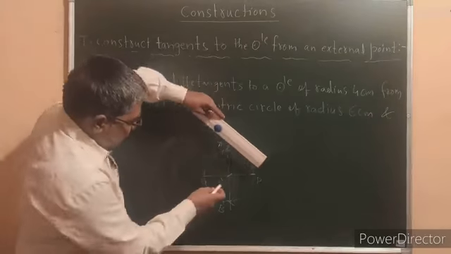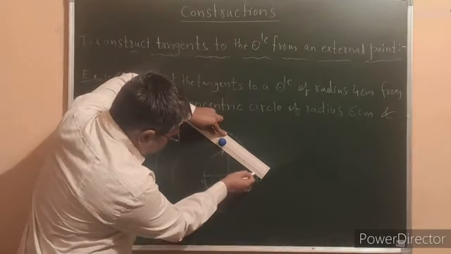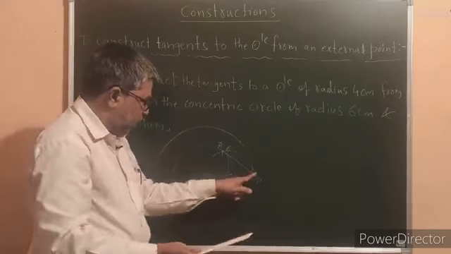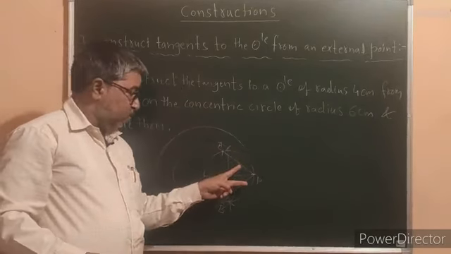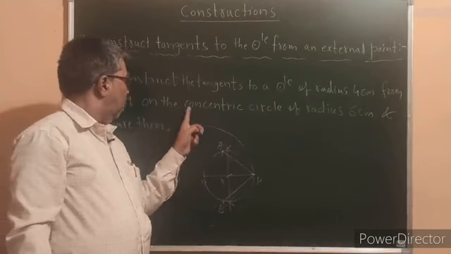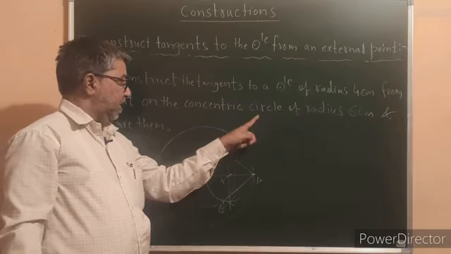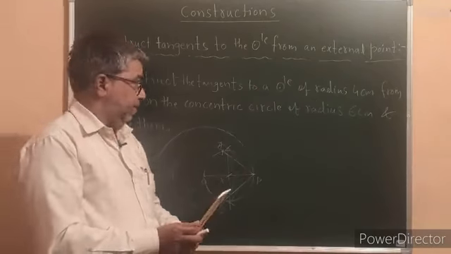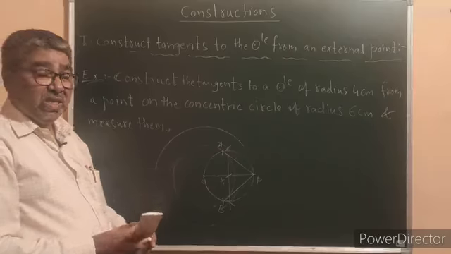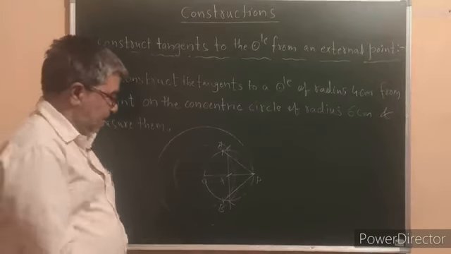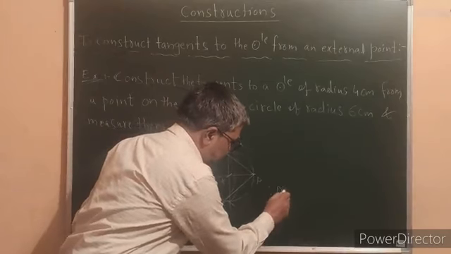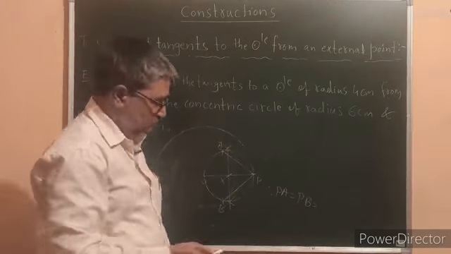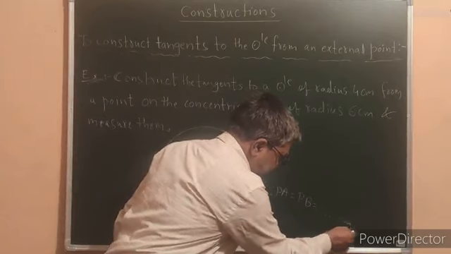Then with the help of scale, join P to A and P to B. So these PA and PB, these are the two tangents which are drawn from a point on the concentric circle of radius 6 centimeter to the circle of radius 4 centimeter. Now measurement of these two tangents is asked, so therefore you write PA is equal to PB. You measure them by means of divider and you write the measurement.